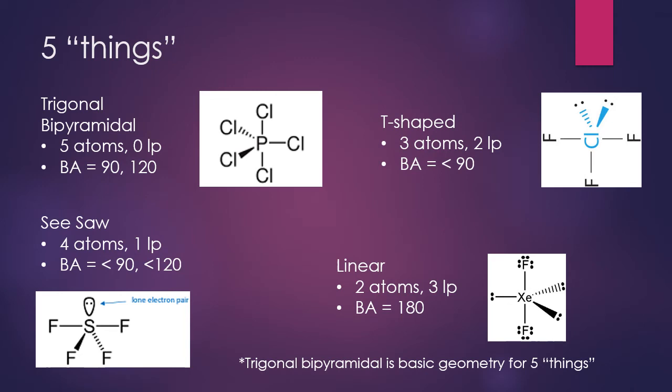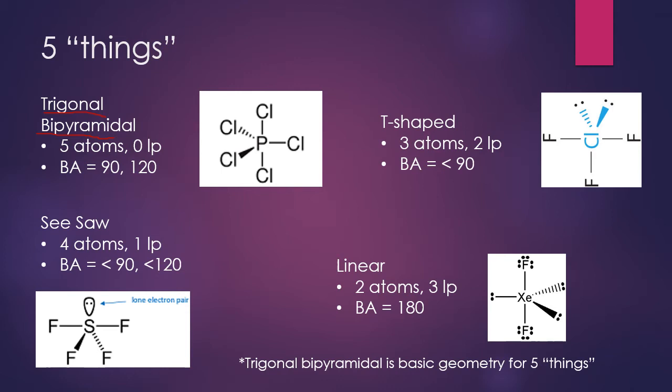Now let's look at when there are 5 things around the central atom. So in the case of those 5 things being all atoms, the shape you would get would be trigonal bipyramidal. In this case, we have a phosphorus atom with 5 chlorine atoms around it. Notice there are 0 lone pairs on that phosphorus atom.